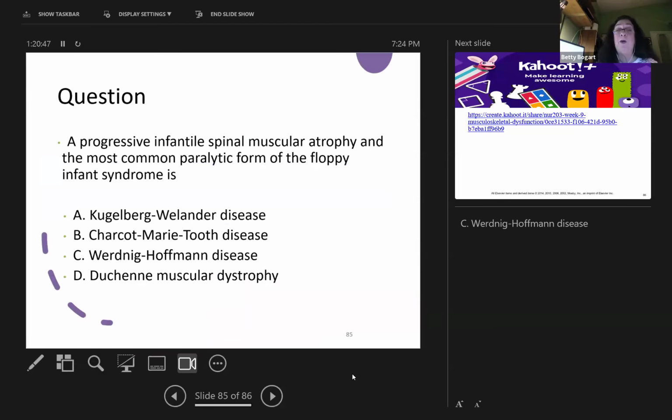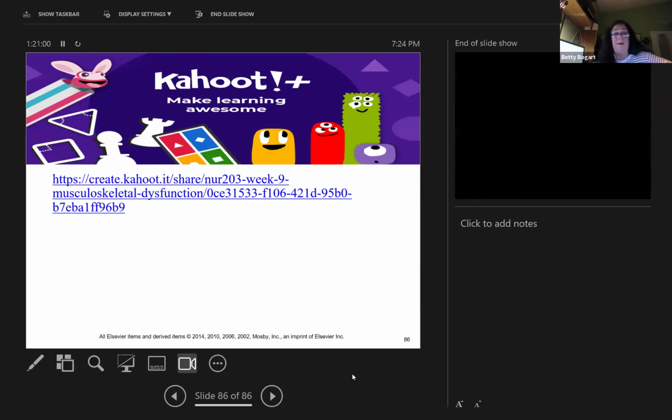So a progressive infantile spinal muscular atrophy and the most common paralytic form of the floppy infant syndrome is which one? It's actually C. I don't want to cause you pain.